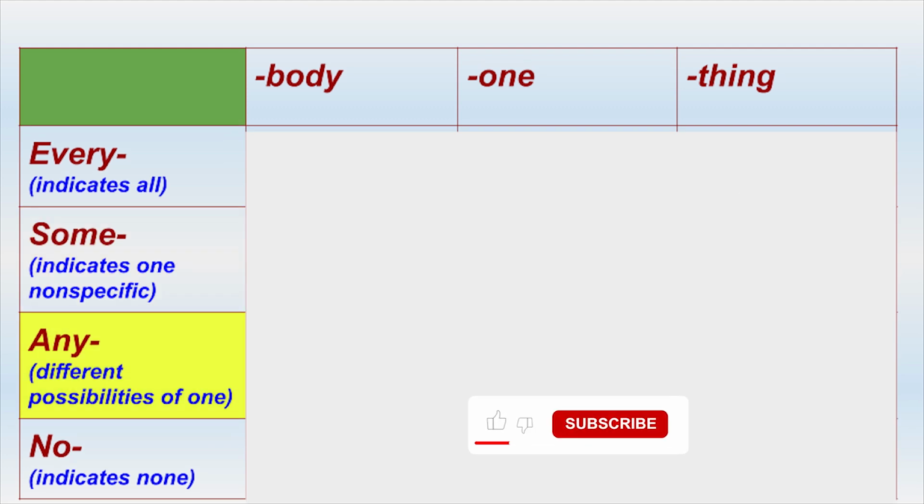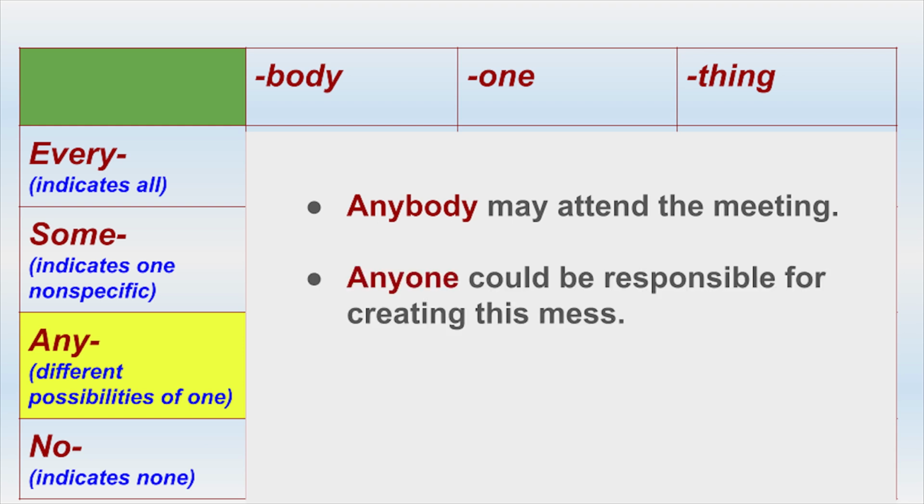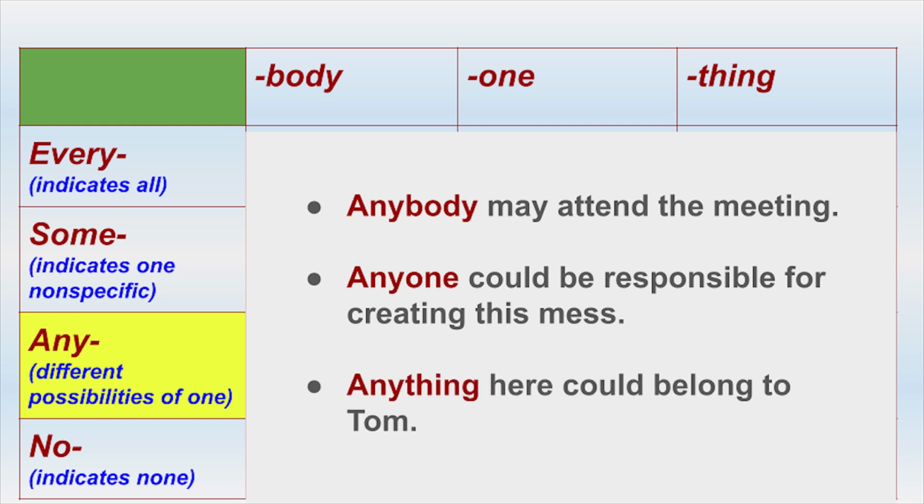Any indicates different possibilities of one person or one thing from a group, not a specific person or thing. Anybody may attend the meeting. Anyone could be responsible for creating this mess. Anything here could belong to Tom.